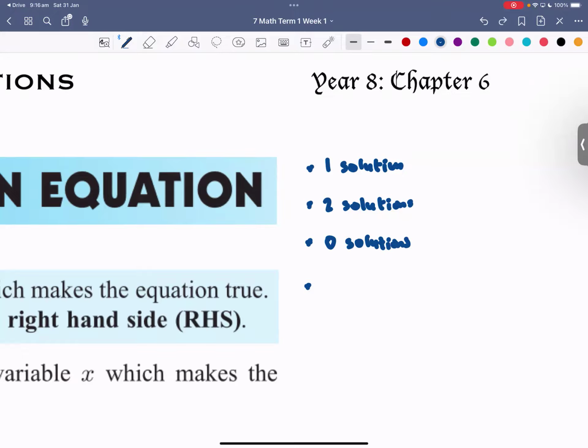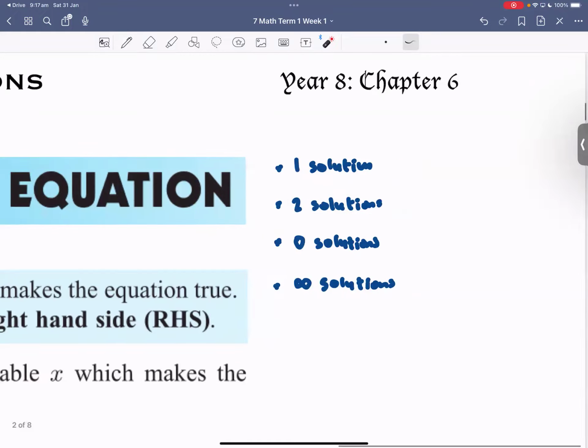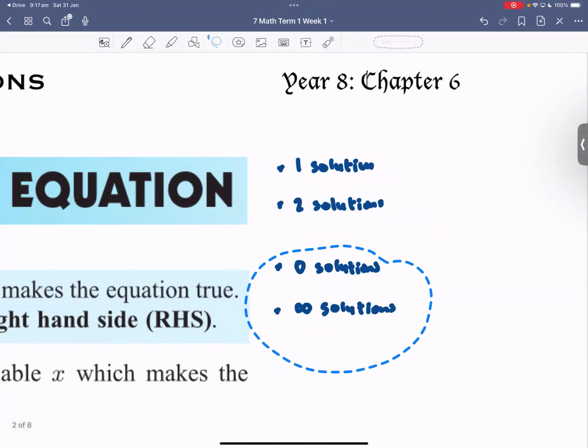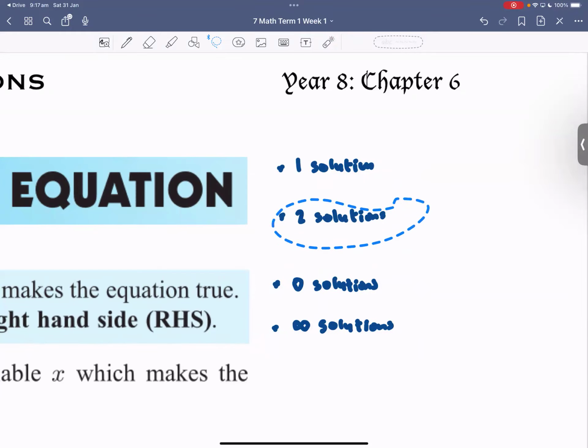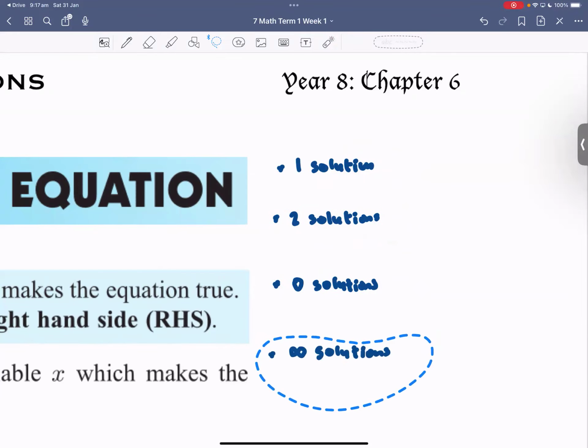Does everyone know that's a symbol for infinity? Like a sideways 8. Infinity means there's unlimited solutions. Alrighty. I wouldn't be surprised if students know that there are a lot of equations with one solution. But what type of equations could possibly have two solutions? What type of equation could have zero solutions? What type of equations could have infinite solutions? I'm going to discuss a scenario of each of them.